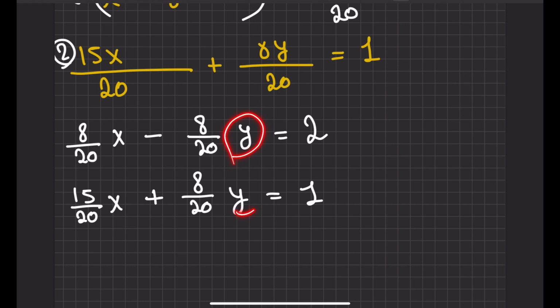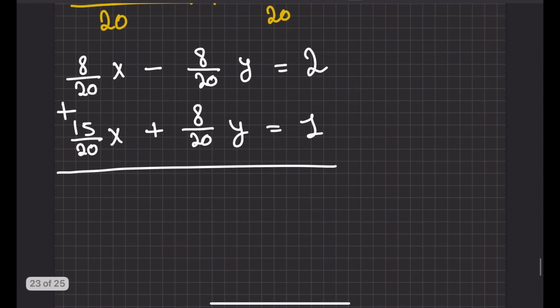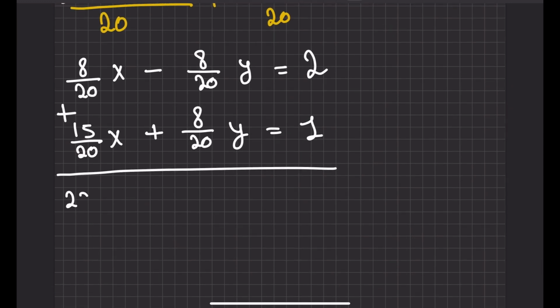As you can see, our y variables have the same number but different signs. So I can get rid of them by addition. What I'm going to do is add these two. So 8 divided by 20 plus 15 divided by 20 is going to be 23 divided by 20 x. The y terms cancel out. 2 plus 1 equals 3.